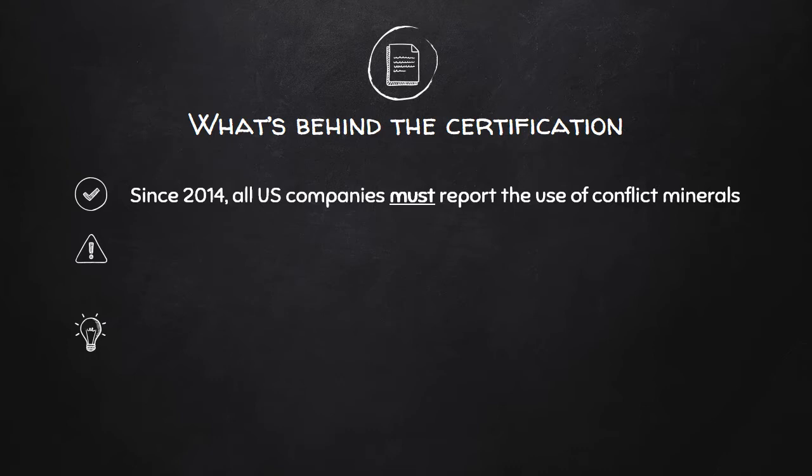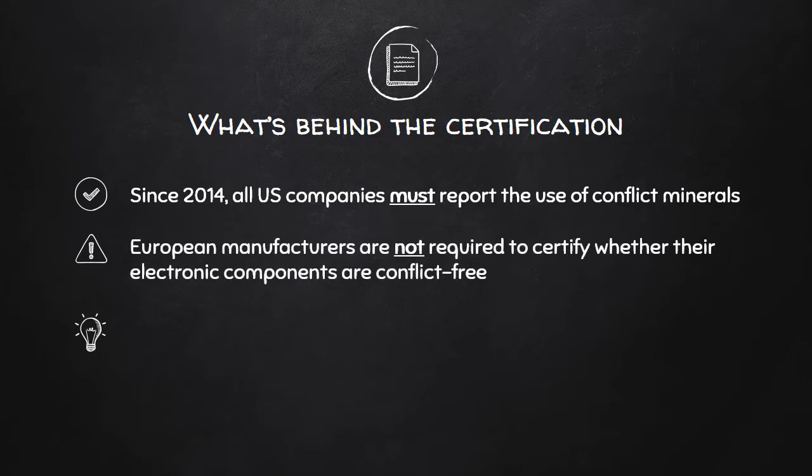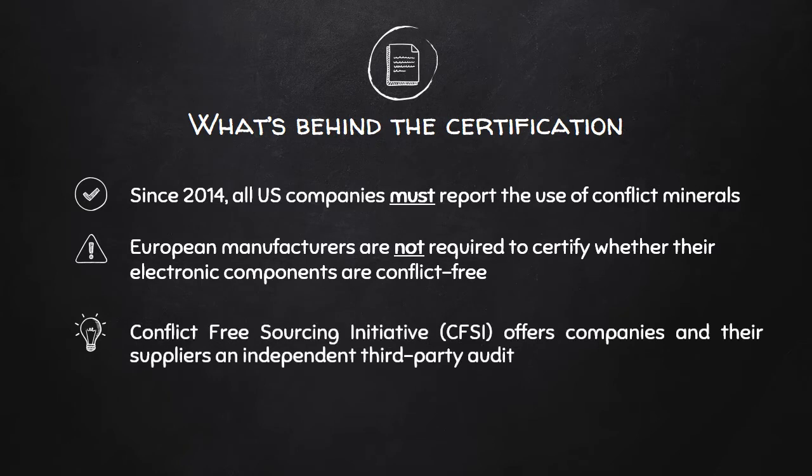Companies using conflict minerals must disclose the mine of origin and the smelter used to process the minerals. However, European manufacturers are not required to certify whether the electronic components are conflict-free. Since 2008, the Conflict-Free Sourcing Initiative offers companies and their suppliers an independent, third-party audit that determines which smelters and refiners can be validated as conflict-free in line with current global standards.